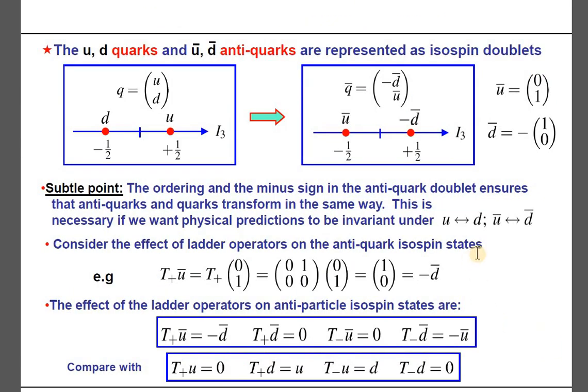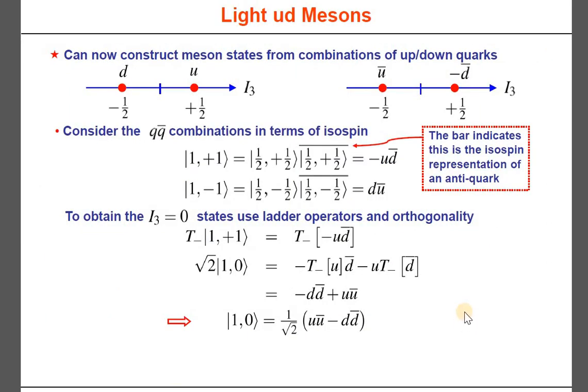Fine. So with this, let us again do the same old trick that we have been doing. Let us consider the effect of the ladder operators on the antiquark isospin states. Here I have done this simple case, and you see the ladder operators on the antiparticle isospin states are this. You can compare this with the previous scenario. And so here I have written down the construction for the light UD mesons. Just 1 plus 1, 1 minus 1. This is the case, and so finally, using this simple algebra, you get this 1 0 state.